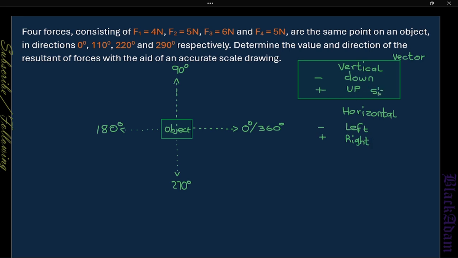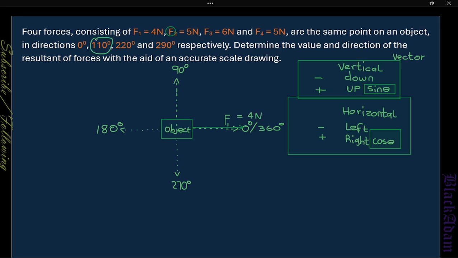For vertical we use sine theta, so that's how you do it mathematically. And cos theta is for horizontal directions. We don't mix them; we do vertical and horizontal separately, and the force goes with the order of the angle. So F1 is 0 degrees, so that's F1 there, which is 4 Newton.